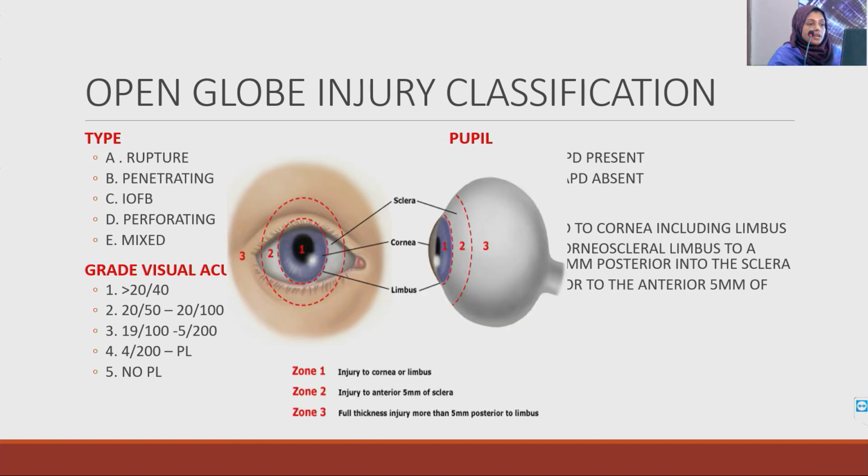And the zones are zone 1, limited to cornea up to the corneoscleral limbus. Then zone 2 means from the limbus to 5 mm posterior into the sclera. Zone 3, posterior to that 5 mm of anterior sclera.